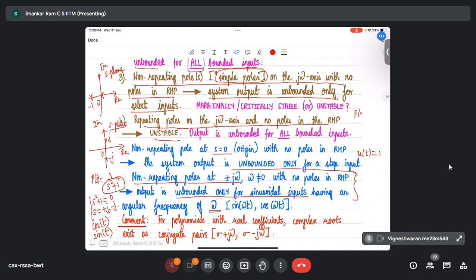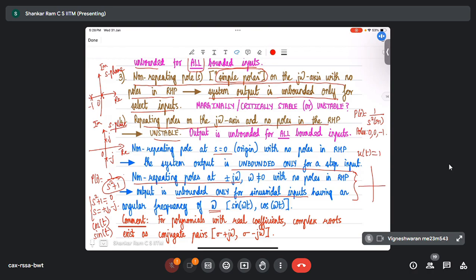Let us say I have a system whose transfer function is 1 by s squared times s plus 1. What will be the poles? It will be 0, 0 and minus 1. We are going to have a repeating pole at 0. I hope everyone understands. In the denominator, we have an s squared term, so I'm going to have a repeating pole at the origin.